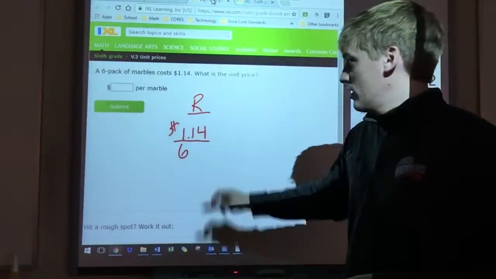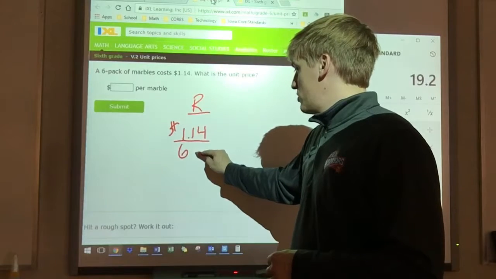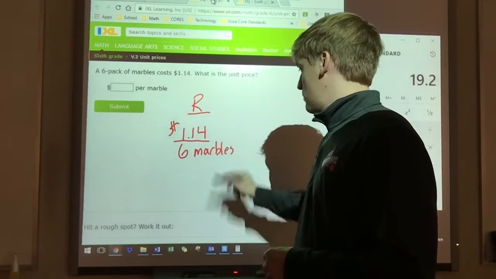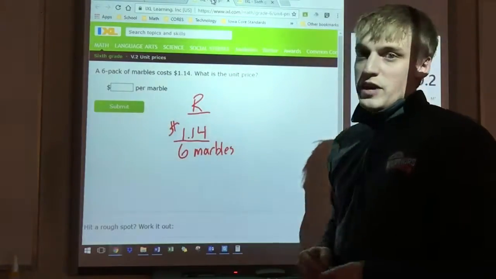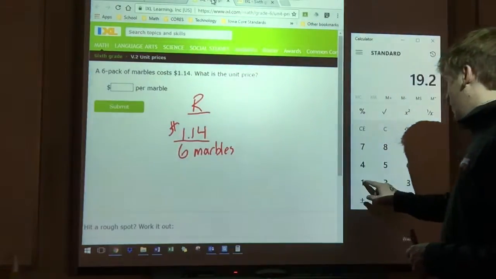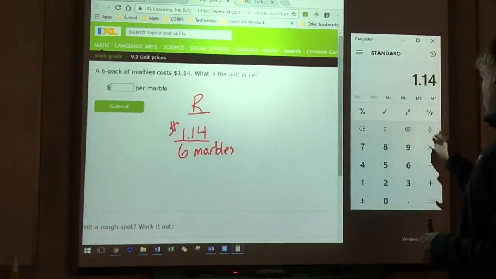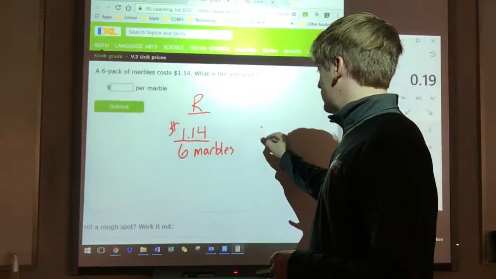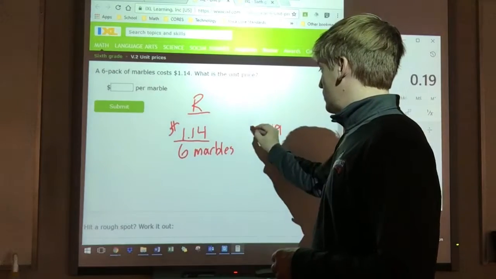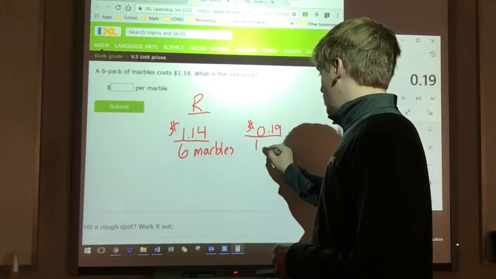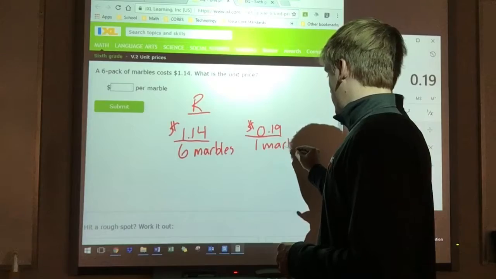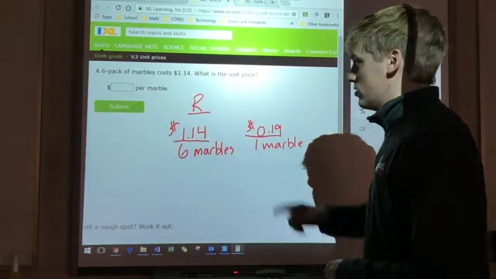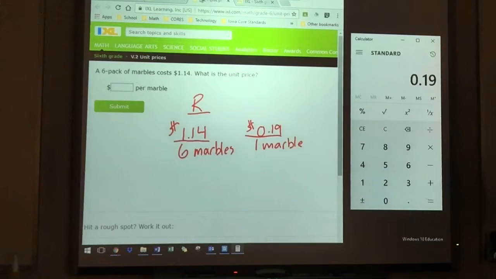What is the unit price? $1.14 per 6 marbles, okay? And then you divide that. So you'll take $1.14 divided by 6, gives you 19 cents per 1 marble, or 19 cents per marble. So you'll type in 0.19.